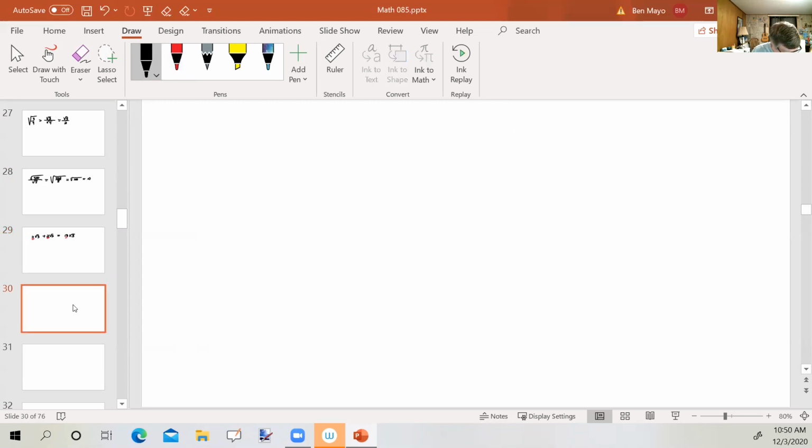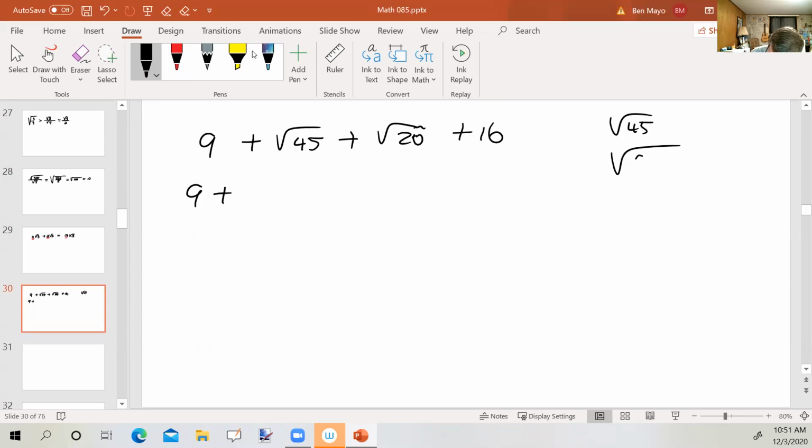Okay, now what about this? 9 plus the square root of 45 plus the square root of 20 plus 16. Well, I can see how I could put the 9 and 16 together, but the square root of 45 and the square root of 20 don't look at all alike. However, if we simplify, let's take the square root of 45, which we could write as the square root of 9 times 5, and the square root of 9 is 3. So the square root of 45 becomes 3 square roots of 5.